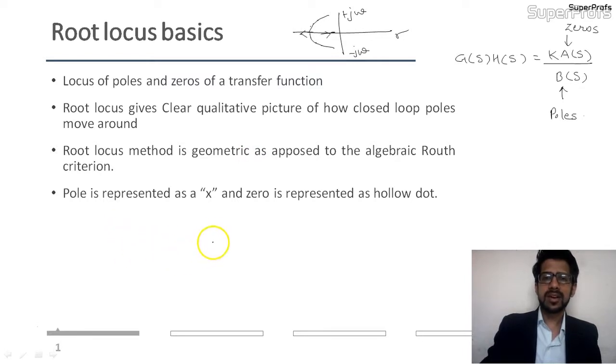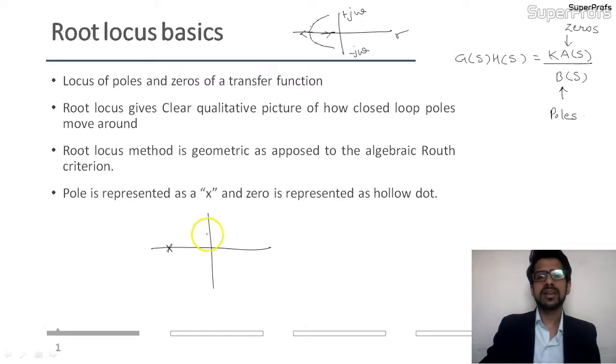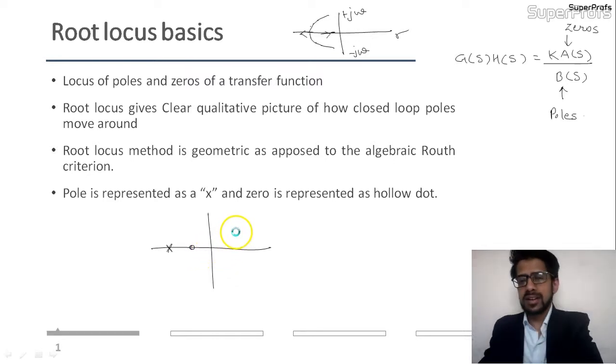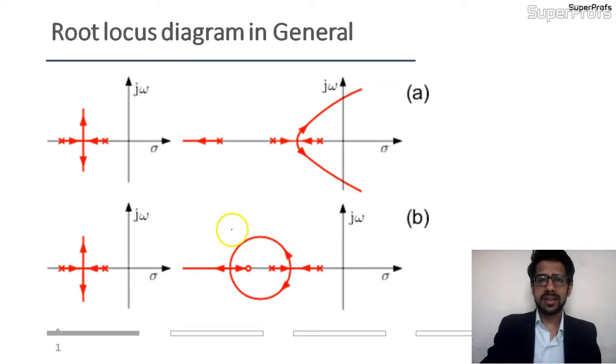Also, for the basic rules, just remember that in the S-plane, a pole, or the root of the denominator of the transfer function, say B of s, is represented as a cross. So whenever you have a pole in the S-plane, it will be represented as a cross. And a zero is represented as a hollow dot. So you have the root of A of s as a zero, which will be represented as a hollow dot like this. Remember this so that we can move forward and see different root locus diagrams.